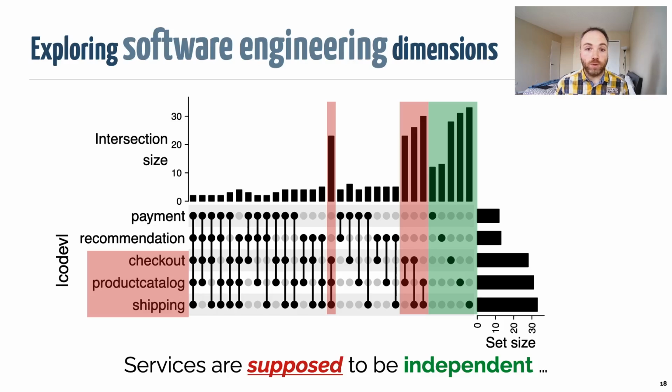One of the exciting perspectives we're working on right now is to explore other kinds of dimensions, like co-development. If services are independent in theory, in practice it happens that some services are always modified together in the version control history. This is interesting information because it means that even if they're independent by design, at the implementation level they're not. So how can we leverage this information to provide a better understanding of what's happening at the code level? That's what we're working on.